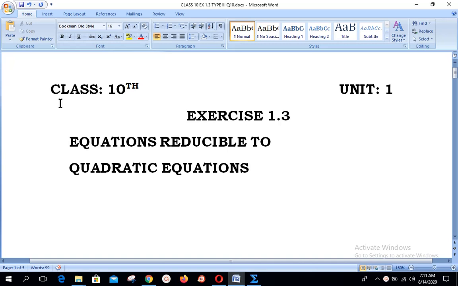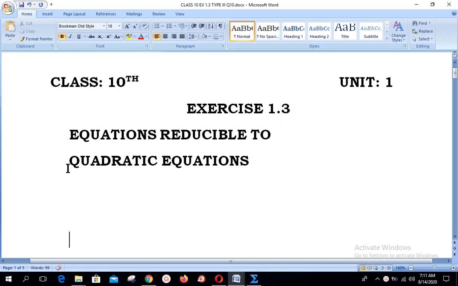Viewers, today's lesson is related to class 10th, unit number 1. We are completing exercise 1.3. In our discussion, the topic is equations reducible to quadratic equations. There are equations that are not quadratic equations, but they can be converted into quadratic equation form.